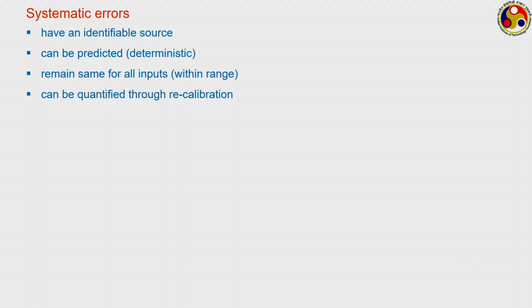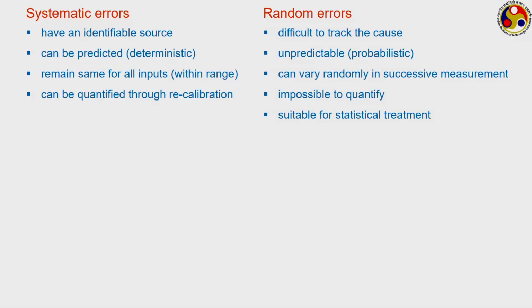And also they can always be quantified through recalibration, and recalibration generally is the most suitable process of eliminating or taking care of such kinds of errors. Random errors, however, are very difficult to track, and very difficult to identify the source of. They are very unpredictable, often leading to random change in successive measurements. Like in 3 successive measurements, we can get 3 completely different values going in 3 different alternate directions.